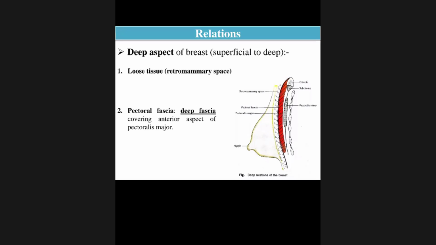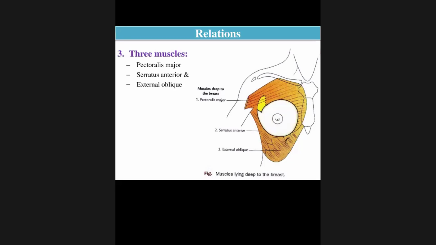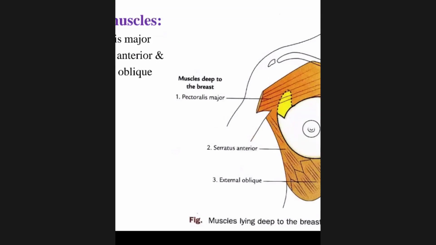So there is loose connective tissue just behind the mammary gland. That space is called the retromammary space. Retro means behind, and this space is filled with loose tissue. Then the pectoral fascia is there, deep to the loose tissue, and it covers the pectoralis major muscle mainly. Deep to the pectoral fascia there are three muscles: pectoralis major, serratus anterior, and external oblique. In this picture we can see the external oblique muscle.